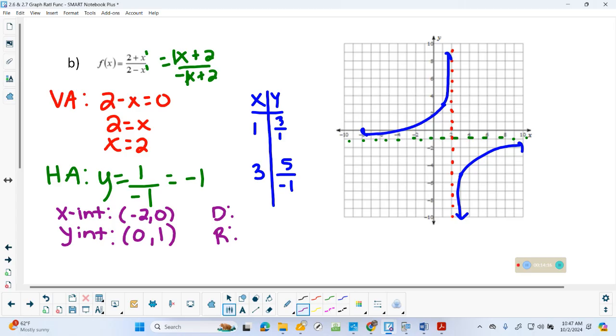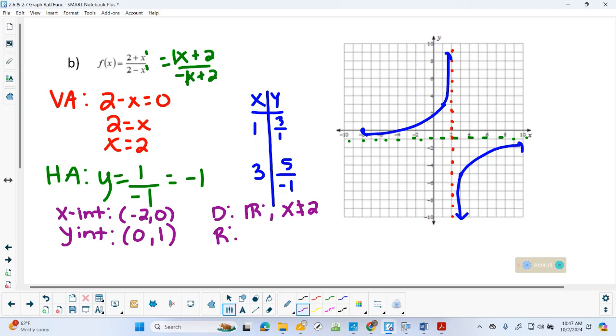All right, let's do domain for real numbers. So again, I'm looking left to right, x-axis. This blue piece here is going to cover all the way to the left. This one's going to go all the way off to the right, but you're going to have a gap here. What's the one number we couldn't use for x? 2. That was our vertical asymptote.